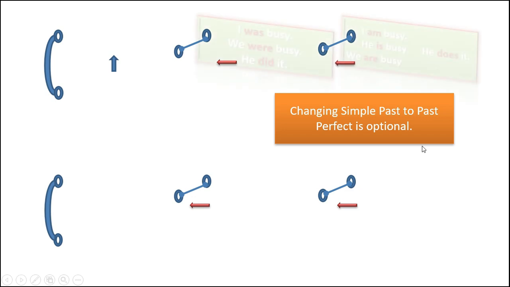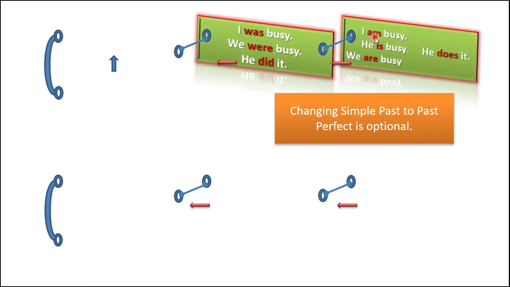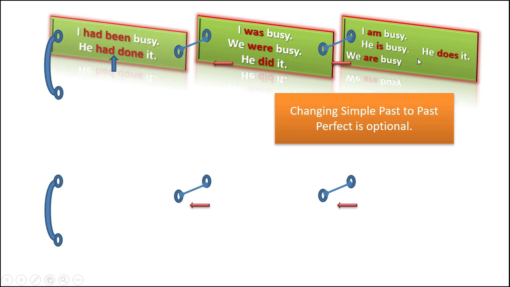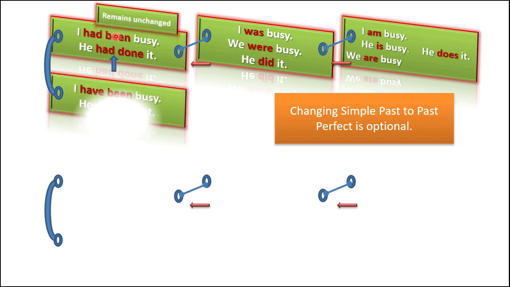Now let's see the tense change with example sentences. I am busy. Now here am changes to was busy, was in the simple past. Are changes to were. Do or does change to did. Now simple past becomes past perfect. If it is just a state, it becomes had been. Action becomes had done. And have been also becomes had been. Has done becomes had done. Present perfect to past perfect.